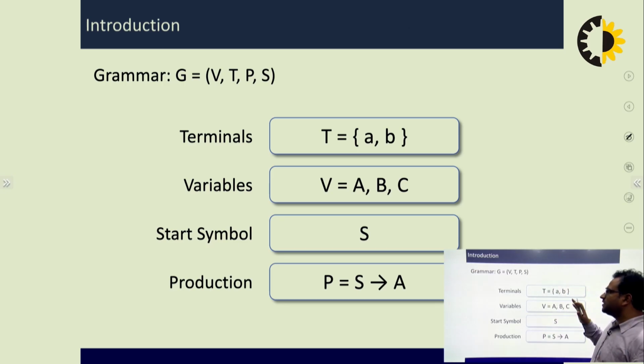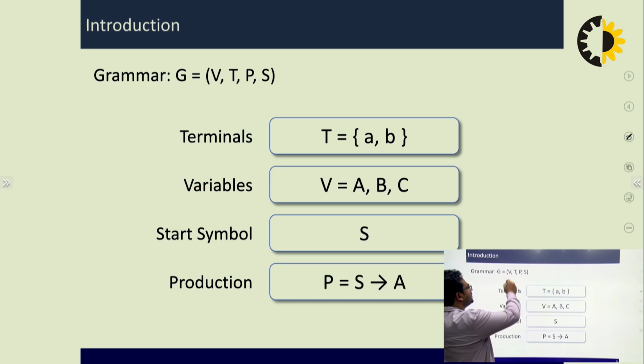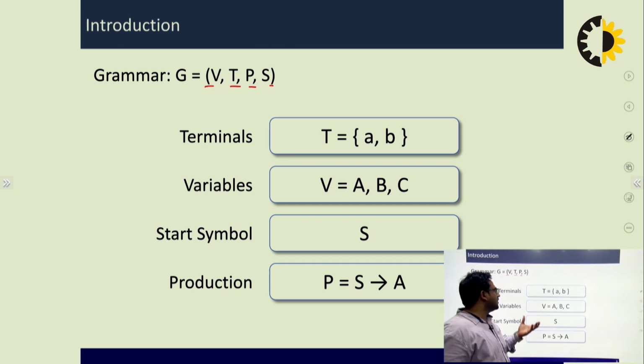A context-free grammar consists of a four tuple: V, T, P, S. What is V? V is the collection of variables, or we can say the set of non-terminals. The set of terminal symbols, or the input symbols, is called T, like a, b.